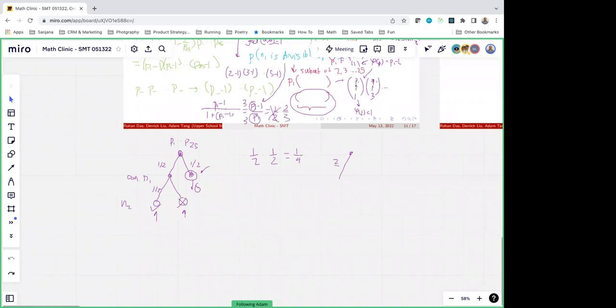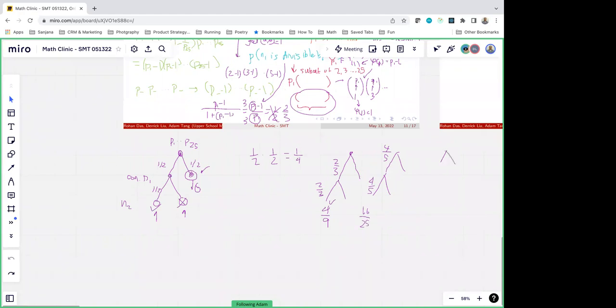So we can draw the same graph or tree. There's a 2/3 chance of keeping it the first round, and a 2/3 chance of keeping it again, for a chance of 4/9 of getting a number divisible by 3. We can repeat for the other 3 primes. This is 5, so a 4/5 chance, and a 4/5 chance. This gives 16 over 25.